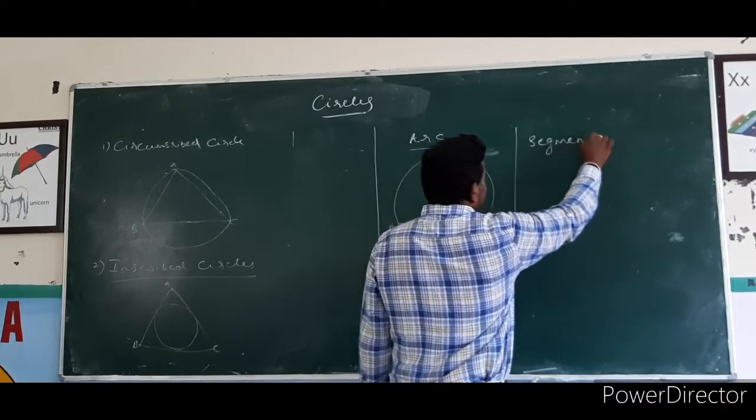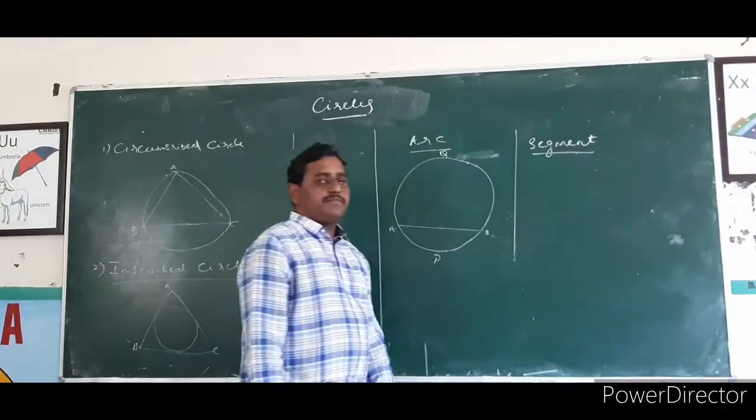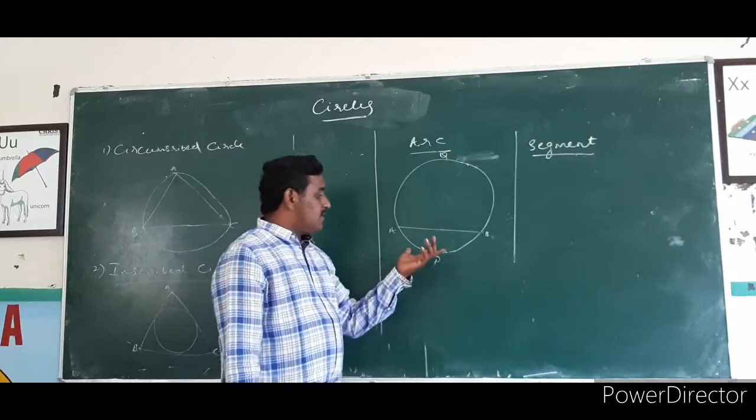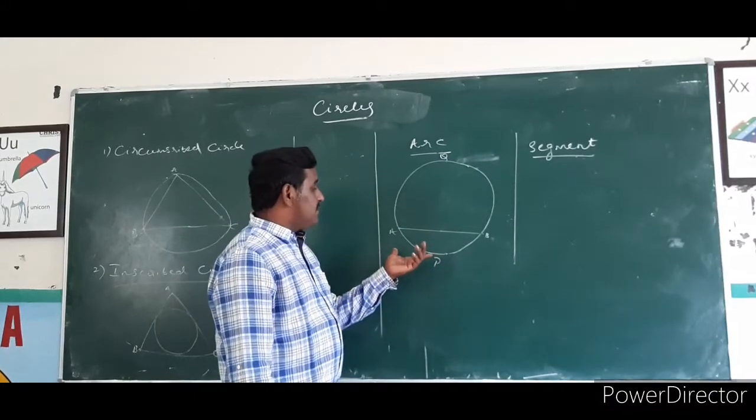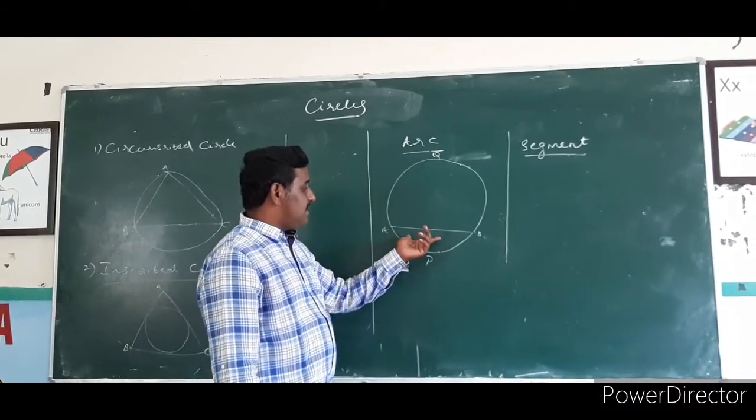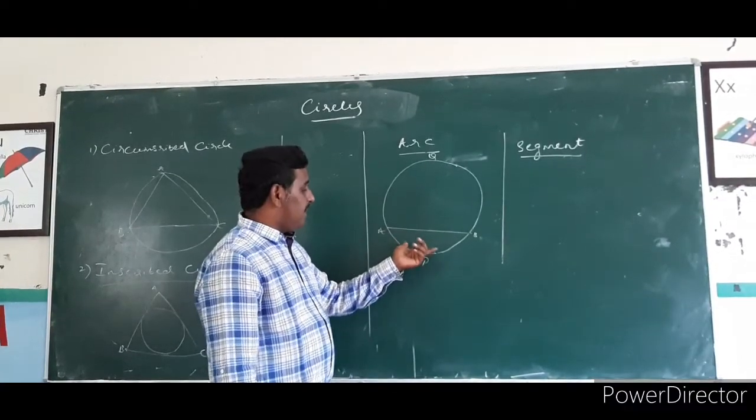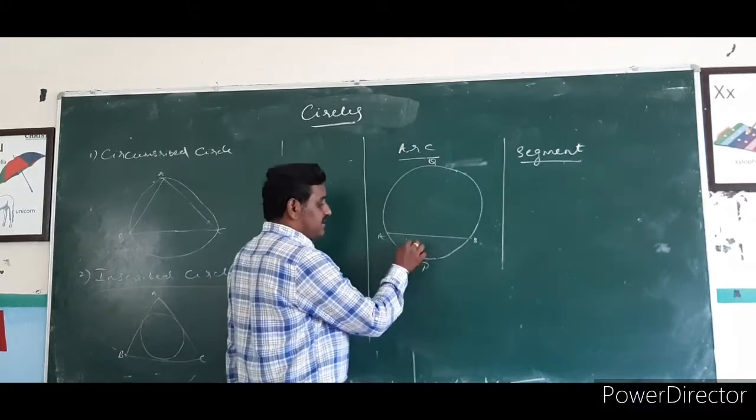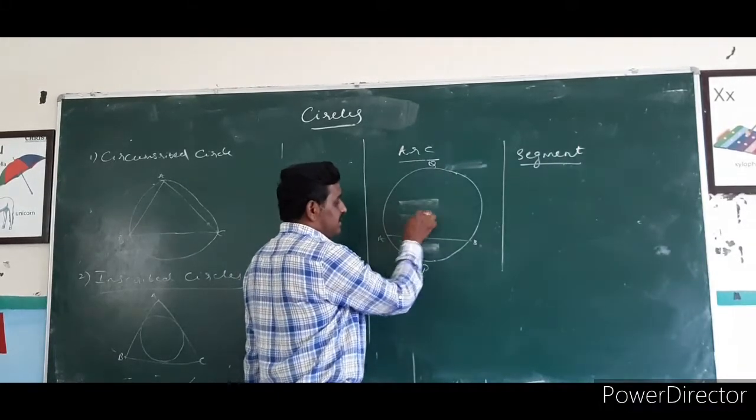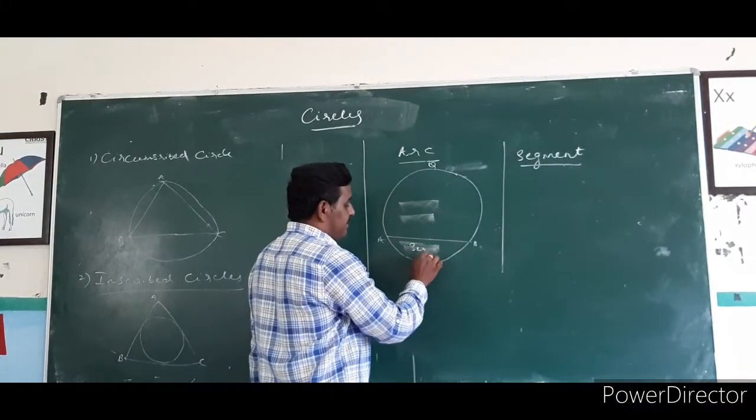Next is segment. A segment means the region in a part of a circle between a chord and an arc. This region is called a segment.